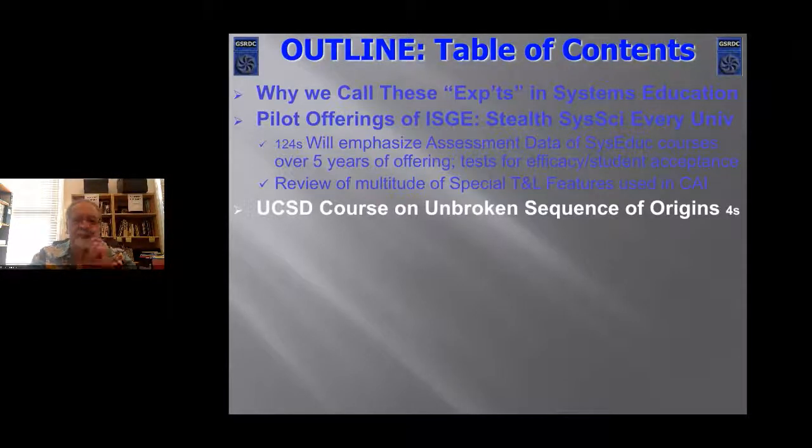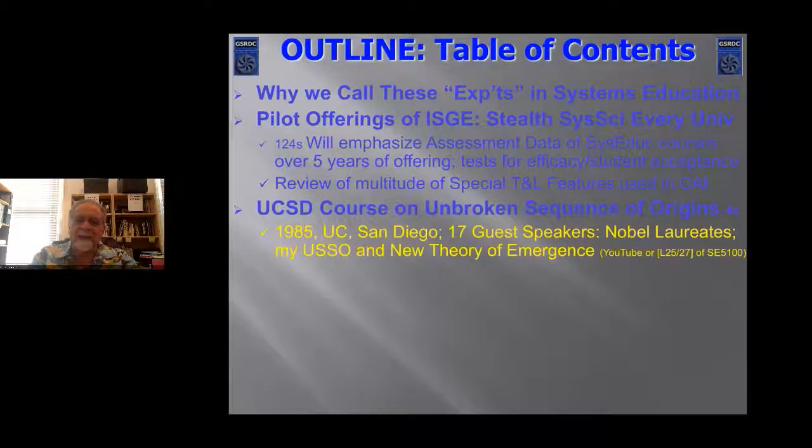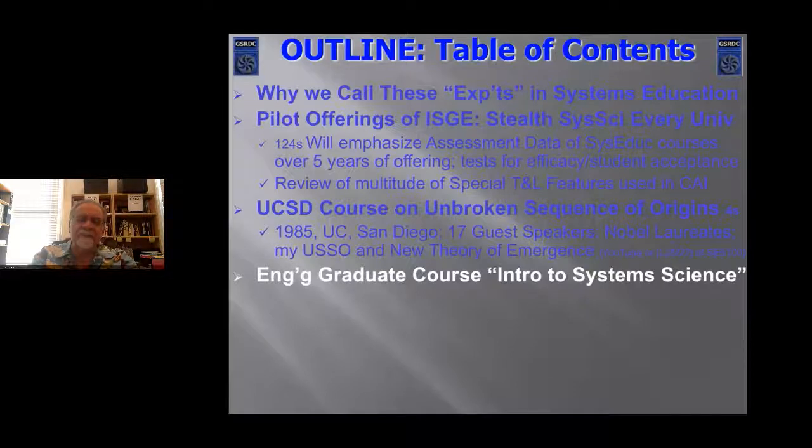I'm not going to go through the University of California, San Diego course on the unbroken sequence of origins that occurred in 1985. There were 17 guest speakers for that. Some of them were Nobel laureates. It was very big. It was an examination of what I call the unbroken sequence of systems origins, or USSO, a spin-off of my systems processes theory and the theory of emergence. These talks will be converted to YouTube for a course I'm giving right now that's completely online, Systems Engineering 5100.